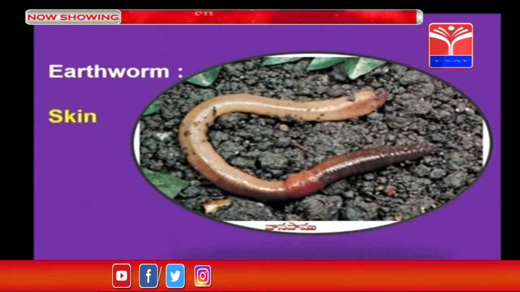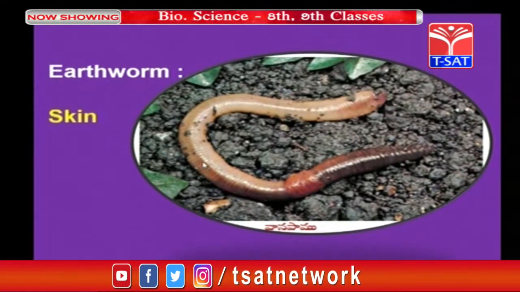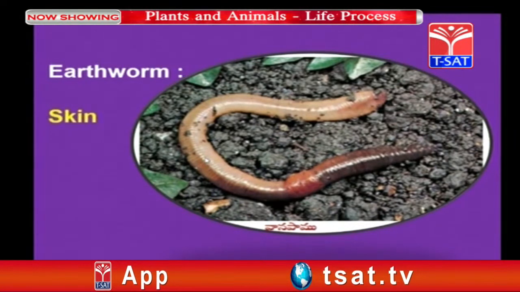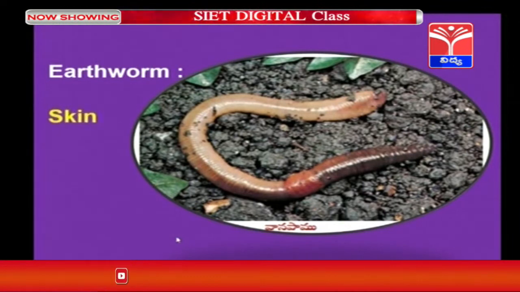How do animals respire? This is earthworm. It lives in soil. Its skin is very thin and having small pores, and it is moist too. It can respire through its skin.